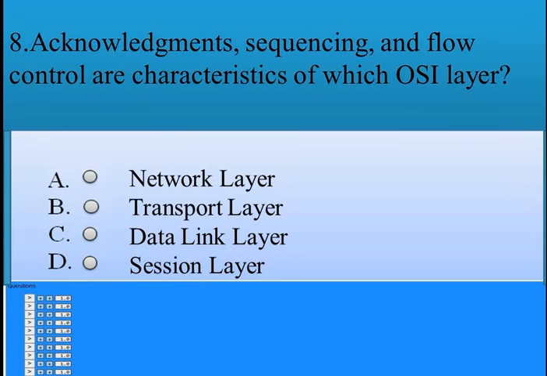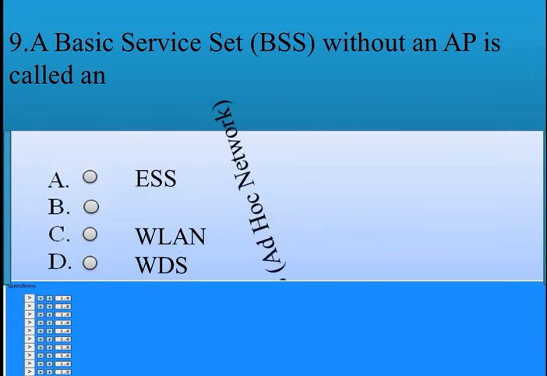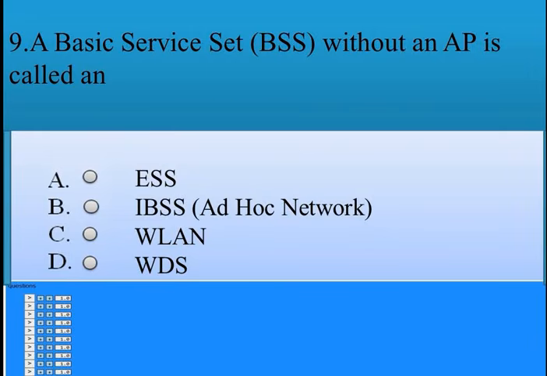Transport layer. Question number 9. A basic service set or BSS without an AP is called an A. ESS, B. IBSS or ad hoc network, C. WLAN, D. VDS. The correct answer is B. IBSS or ad hoc network.